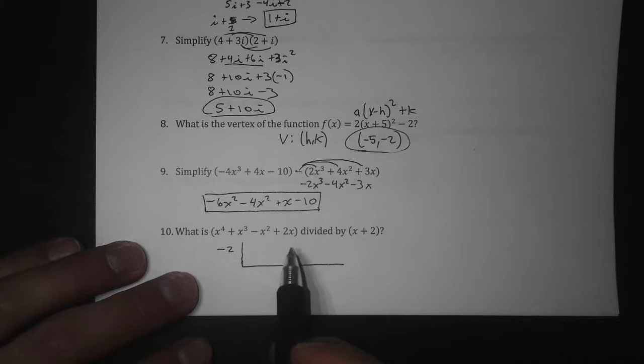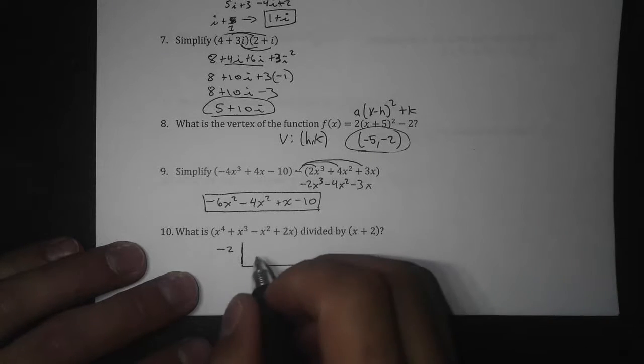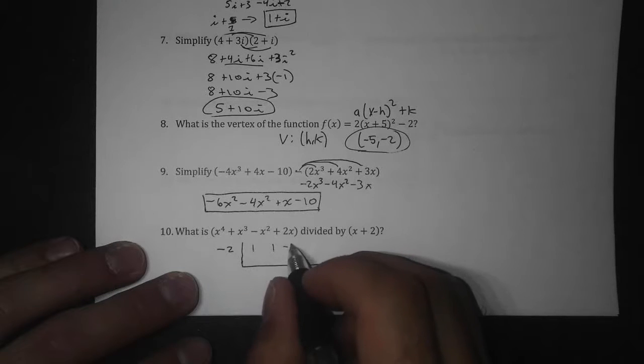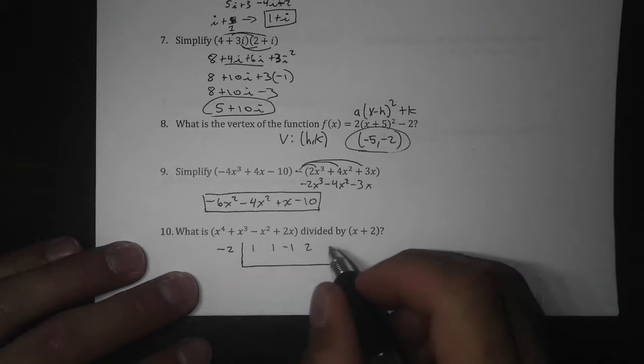Now in here, we need all the coefficients, however we need all the terms. 4, 3, 2, 1, 0. We're missing the constant term. So 1, 1, 1, 1, negative 1, 2. We have to fill in the 0.